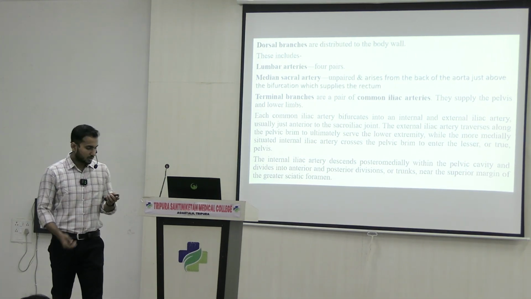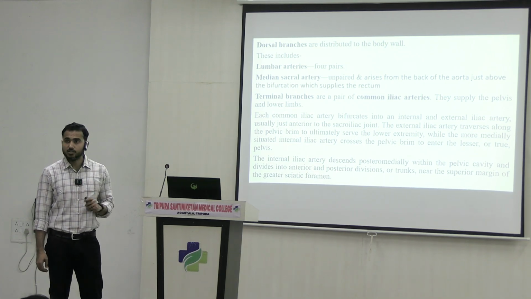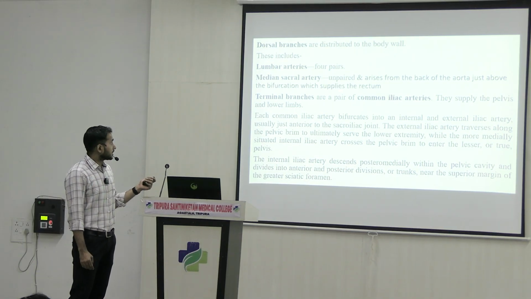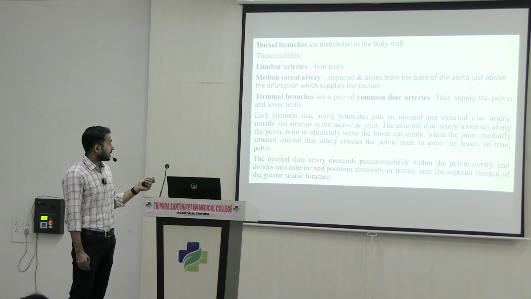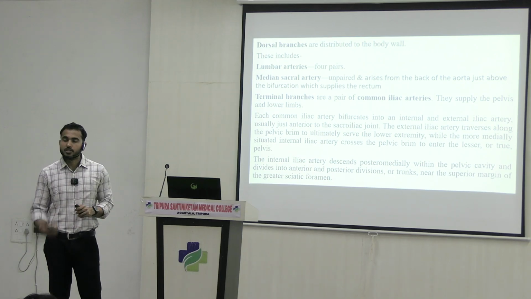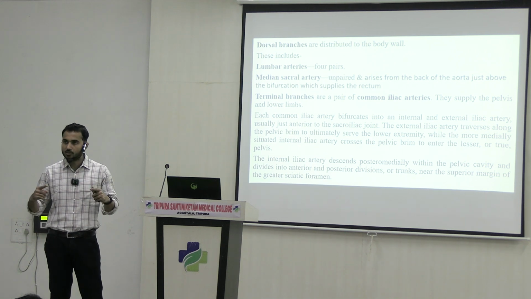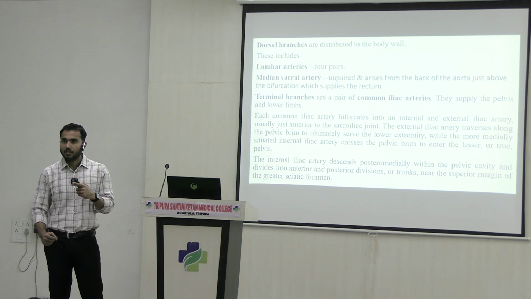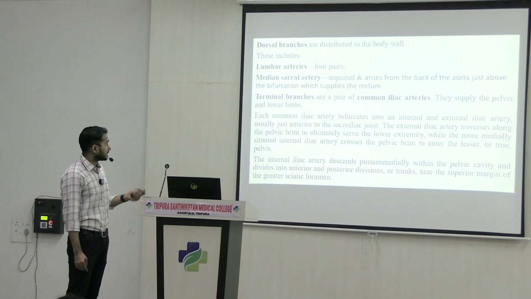Next, the median sacral artery is there. This median sacral artery is also a dorsal branch, coming out from the posterior aspect. It is unpaired and arises from the back of the aorta just above the bifurcation, and it supplies some part of the rectum. It comes out posterior to the bifurcation of the aorta, goes downwards, and supplies some part of the rectum.